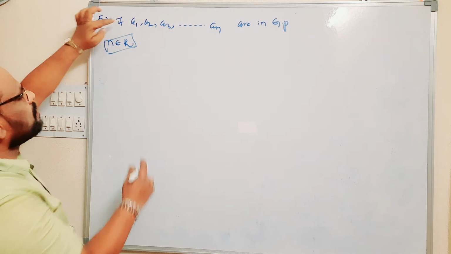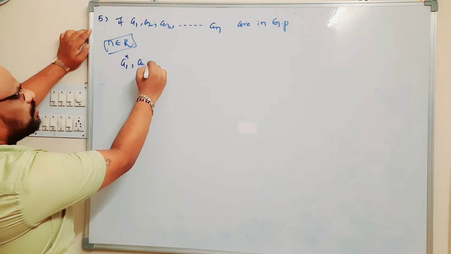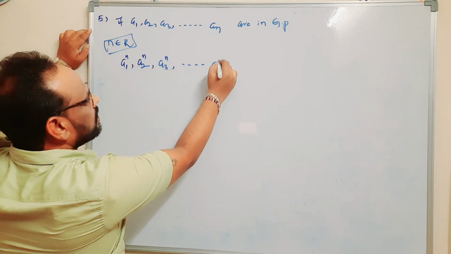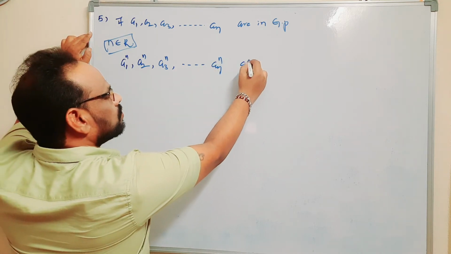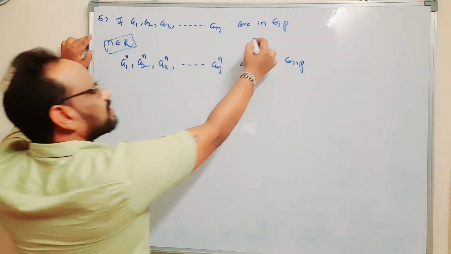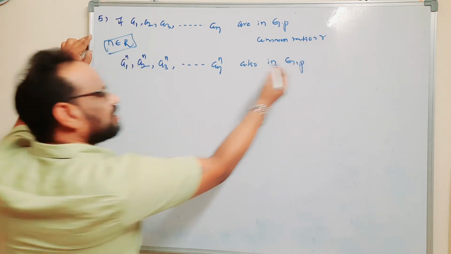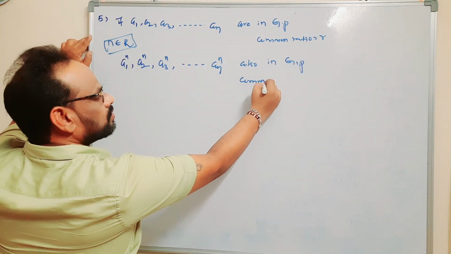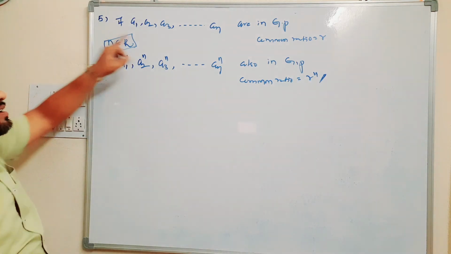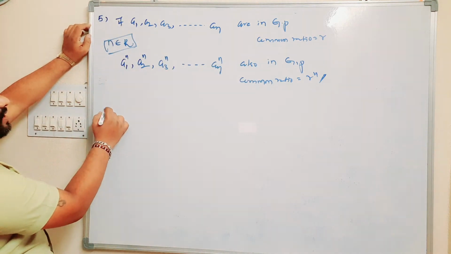Observe here, if you raise it to the same power, that means a1 power n, a2 power n, a3 power n, and so on, an power n also are in geometric progression. Here common ratio is equal to R. Here common ratio is equal to how much? R power n. Let us discuss one example here.